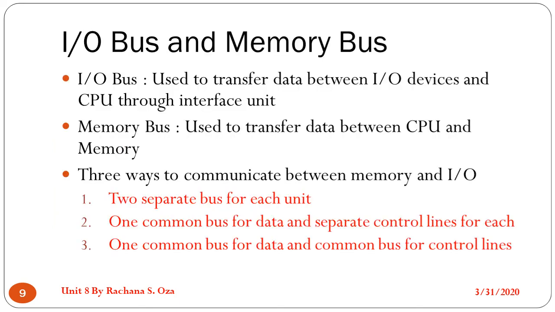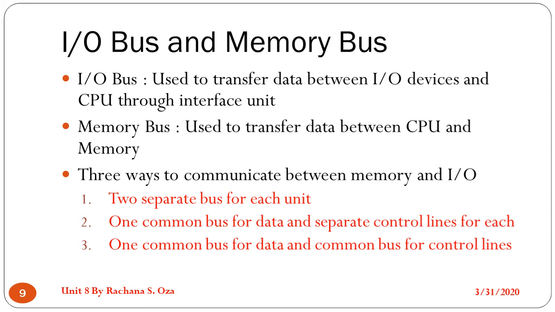Let's go ahead. Now over here we have a concept of an IO bus and a memory bus. Now when you say a bus, we have already discussed in unit 2, a bus is a set of connection of wires. Now what is an IO bus? An IO bus is used to transfer or carry the data between an IO device and the CPU through the interface unit. The second entity is a memory bus. The memory bus is used to transfer data between the CPU and a memory.